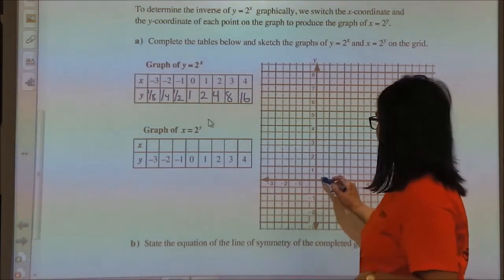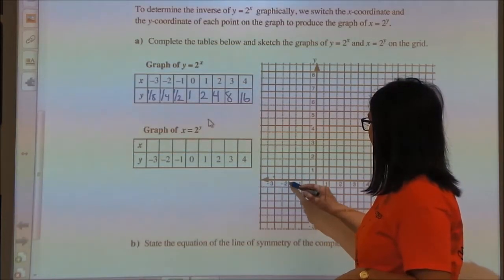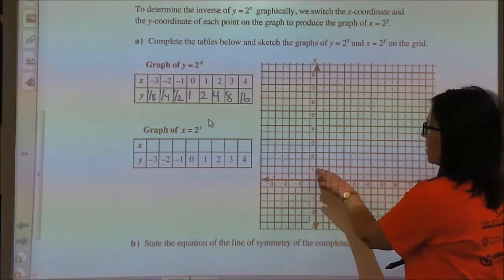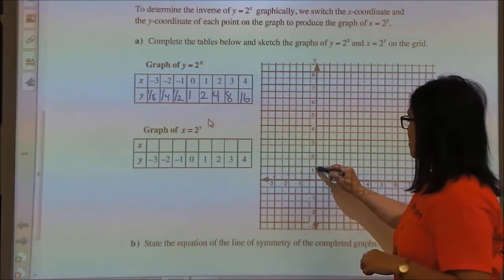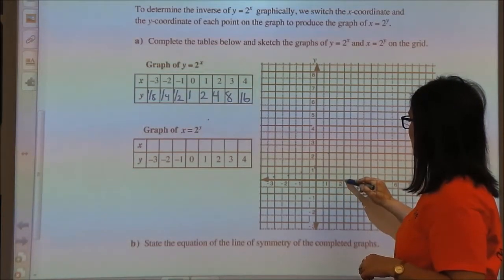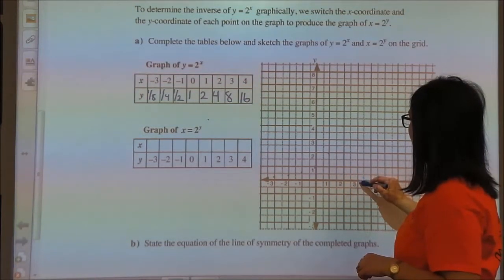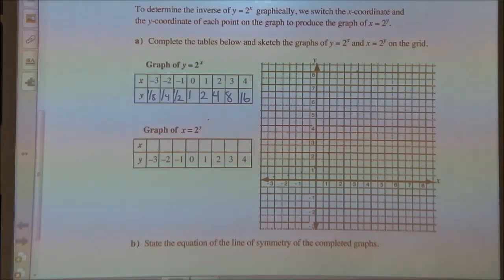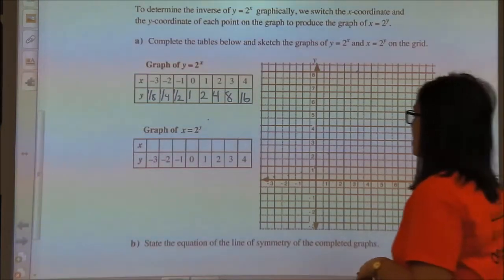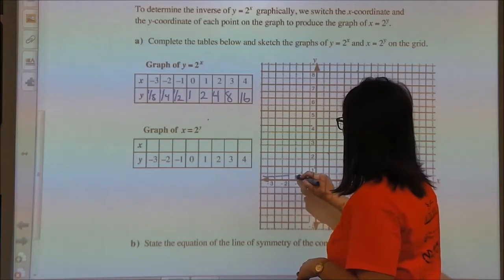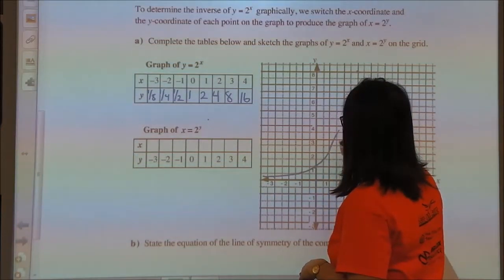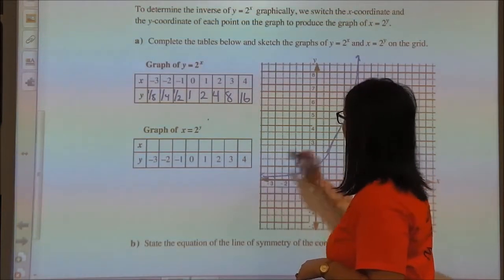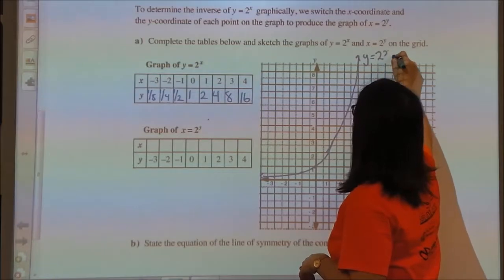So if I was to graph these points, negative 3 and 1/8, negative 2 and 1 quarter, negative 1 and 1/2. Notice my scale is going up by 0.5s. 0 and 1, 1 and 2, 2 and 4, 3 and 8. And then I don't have the ability to graph 4 and 16 because it goes off my page. So if I was to join these points with a smooth curve, this becomes my curve. This is y equals 2 to the power of x.